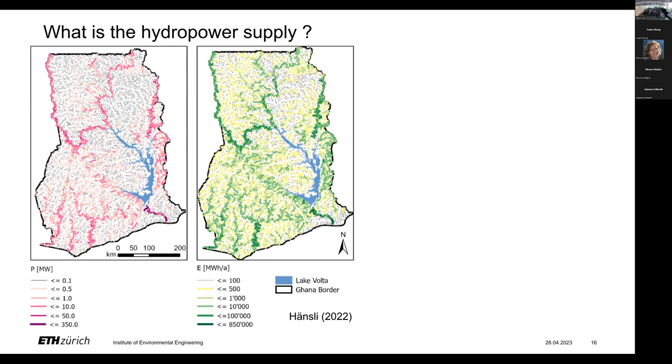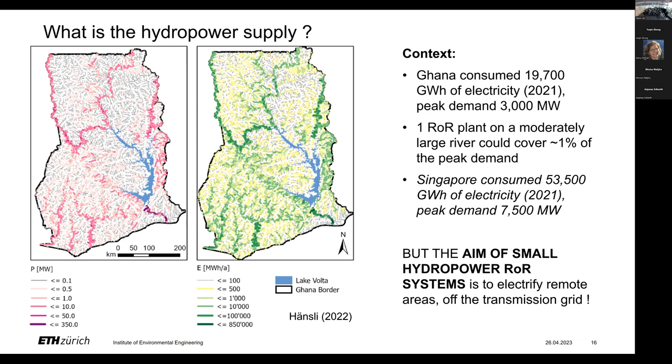Okay, let's put these numbers a bit in perspective. Ghana consumed 19.7 terawatt hours of electricity in 2021. And its peak demand, so like all appliances turned on at the same time, was about 3,000 megawatts. Singapore, in that same year, consumed 53.5 terawatt hours of electricity, so three times more. And the peak demand is only double that of Ghana, which is kind of interesting. Remember, Singapore is six times smaller than Ghana. So we're talking about 20 times more electricity use per area in Singapore than in Ghana.